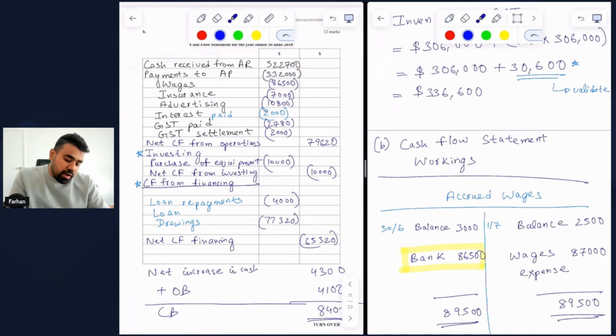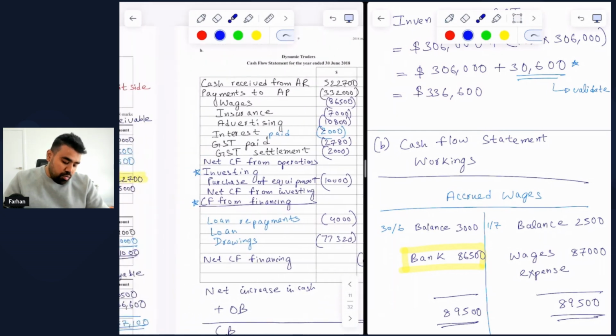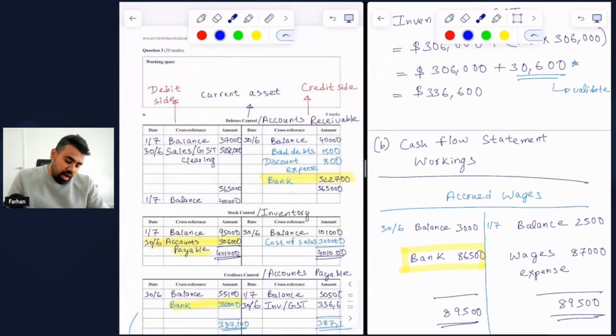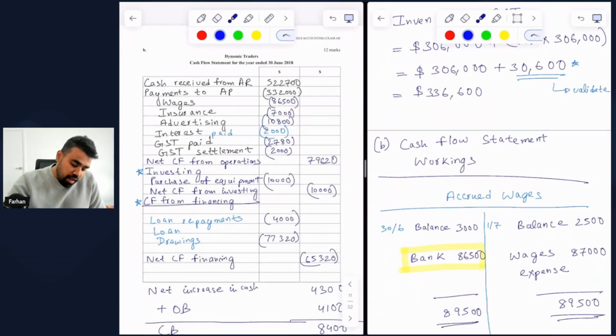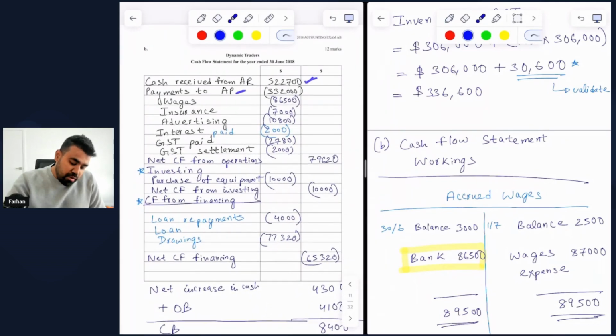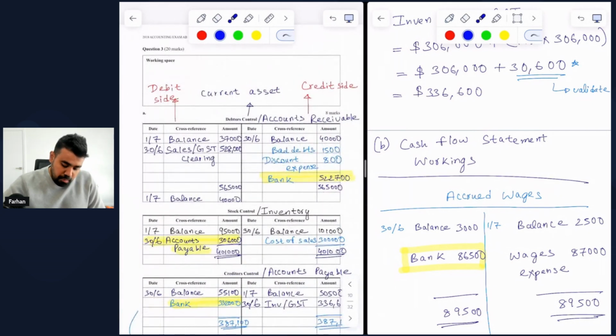So cash received from accounts receivable of $522,700. Where did we get this from? This is what we have derived from the first reconstruction that we have done. Because this is cash we are collecting from our accounts receivable, this is referring to cash inflow and is therefore added here. Then we are subtracting the payments to accounts payable, which refers to the outflow. The payment that we have made was $332,000 based on our workings.